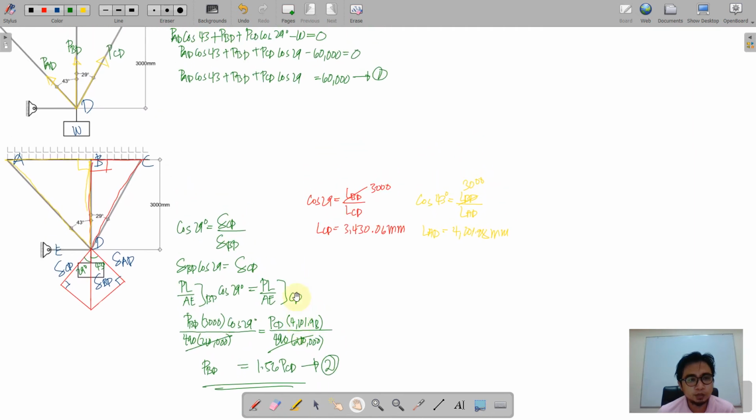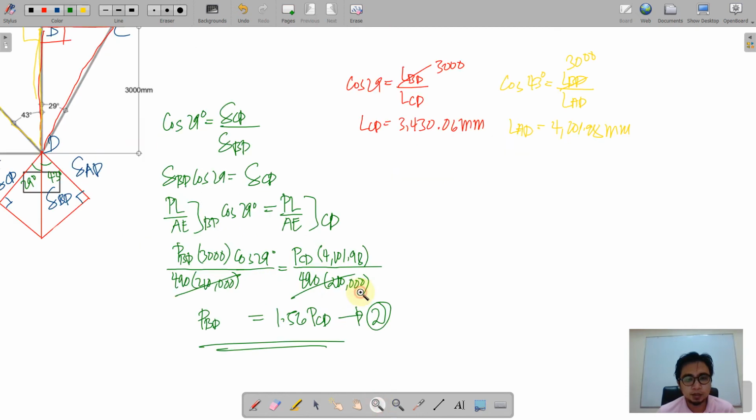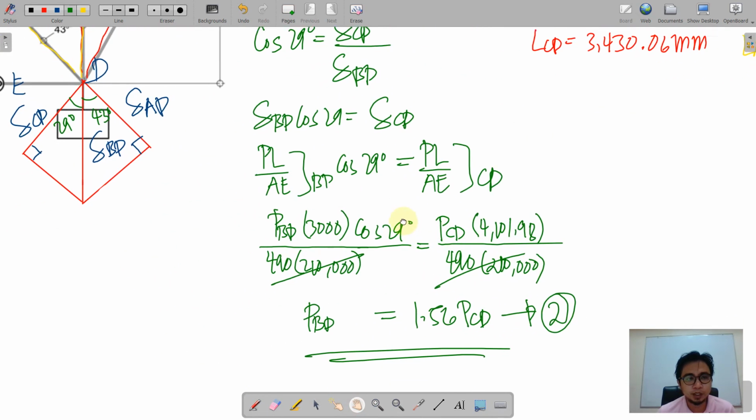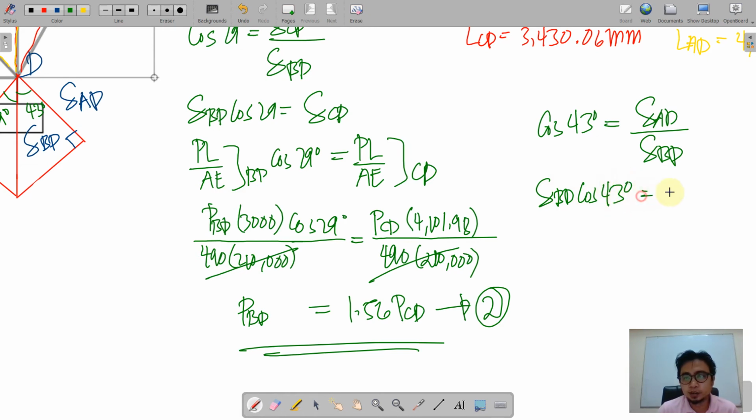So we have 2 equations obtained from this, and I think another equation could be derived on this other triangle which contains 43 degrees angle. So the third equation will be coming from that one for us to work out the unknowns. So again, here it is. We write cosine of 43 degrees is equal to delta AD all over delta BD. So by cross multiplication, delta BD cosine of 43 degrees is equal to the deformation along AD.